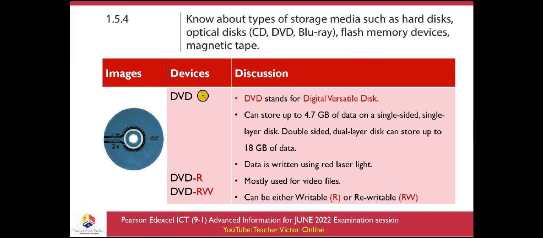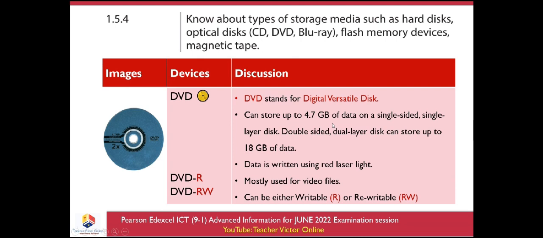Then we have DVD. DVDs have single-sided and double-sided dual-layer discs. Just like the CD, on the DVD it is written here 4.7 GB, that's the size. And this 2X means that it is two-sided. It has some information on it. Just like we have seen in the CD, DVDs are either DVD-R or DVD-RW, meaning that you read or write.